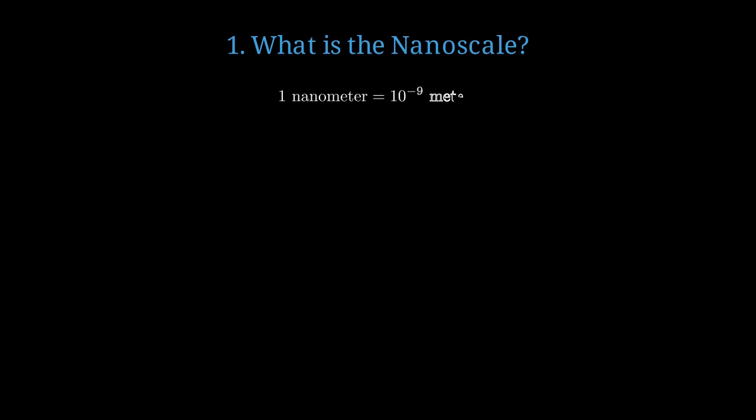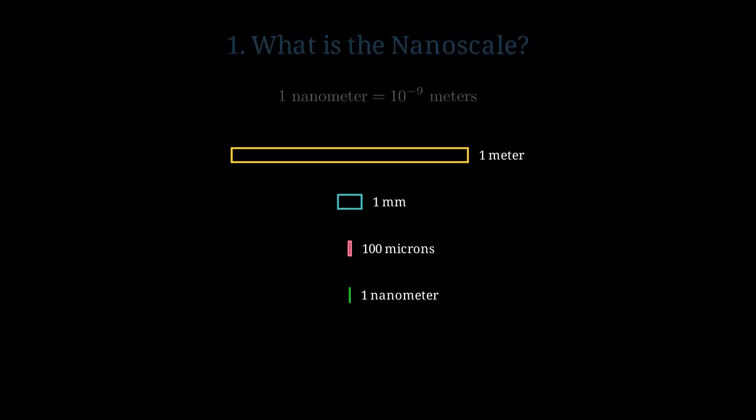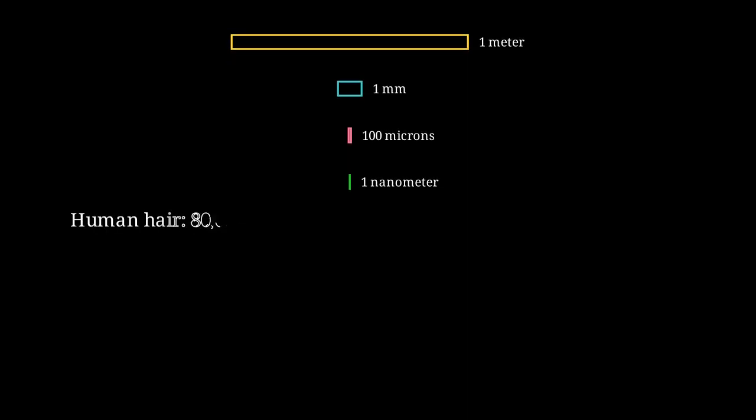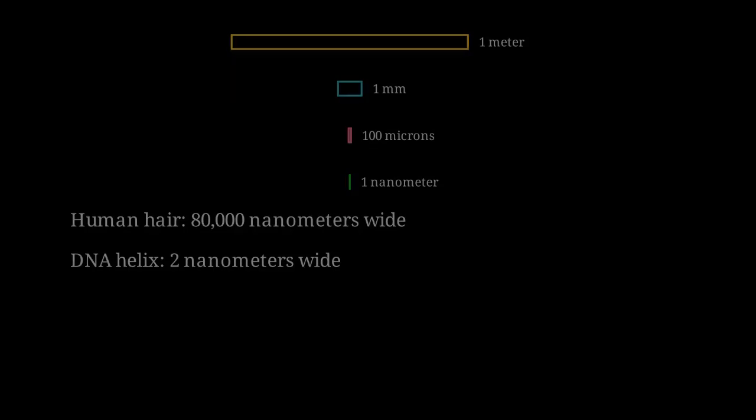1 nanometer equals 10 to the power of -9 meters, or 1/1000th of a meter. To put this in perspective, a nanometer is to a meter what a marble is to the entire Earth. A single human hair is about 80,000 nanometers wide. A DNA double helix is just 2 nanometers wide.